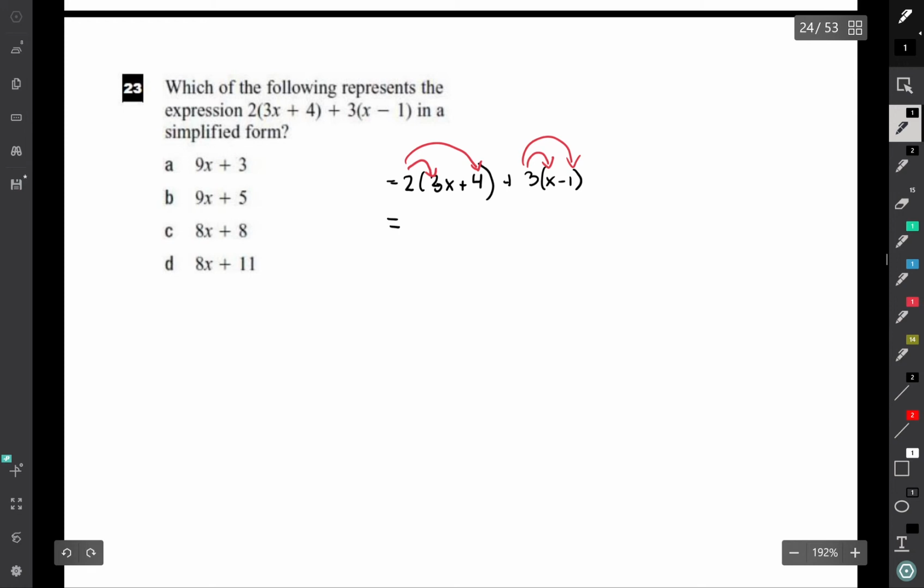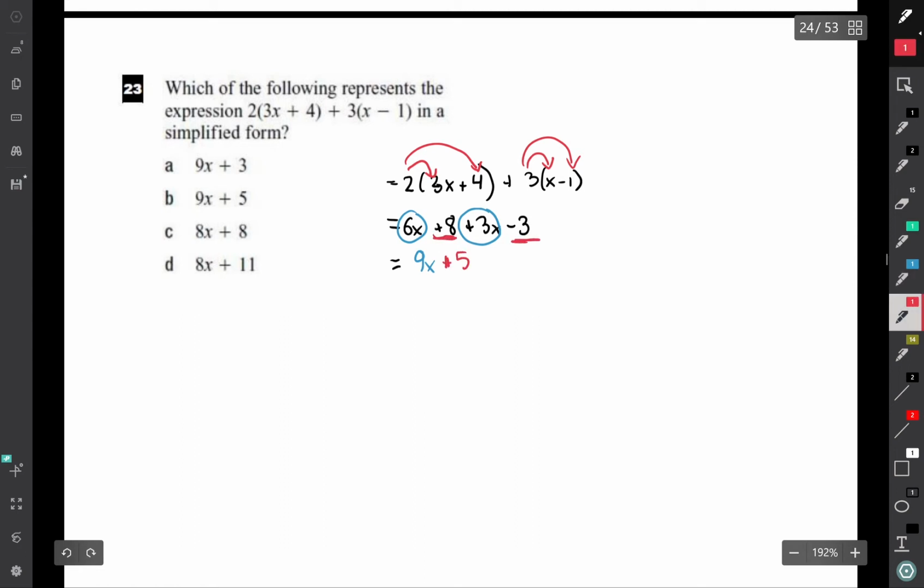Okay. And then I go to my next line. So 2 times 3x, 6x. 2 times 4, 8. Okay, moving on here. 3 times x, 3x. 3 times negative 1, minus 3. All right, so we end up with 6x plus 3x, 9x, and then plus 8 minus 3 plus 5. So 9x plus 5 is our final answer.